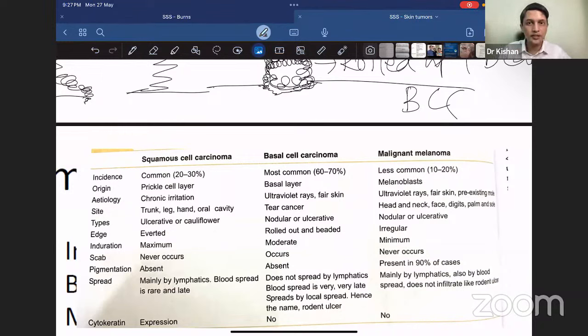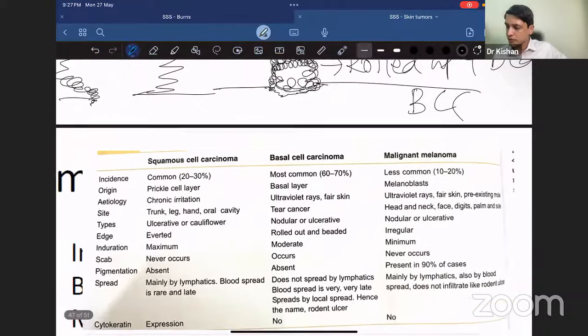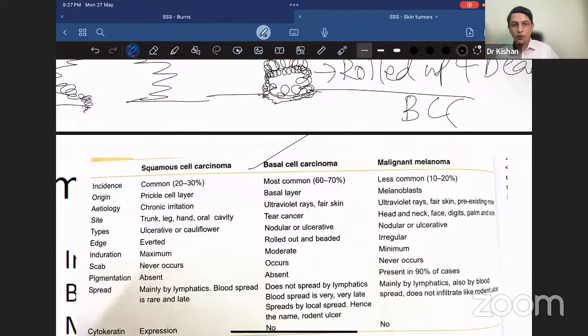of skin tumor is BCC. The most common one is BCC, correct? About 60 to 70%. Second most common is squamous cell carcinoma, 20 to 30%. The least common is malignant melanoma. That's the first question, the incidence.